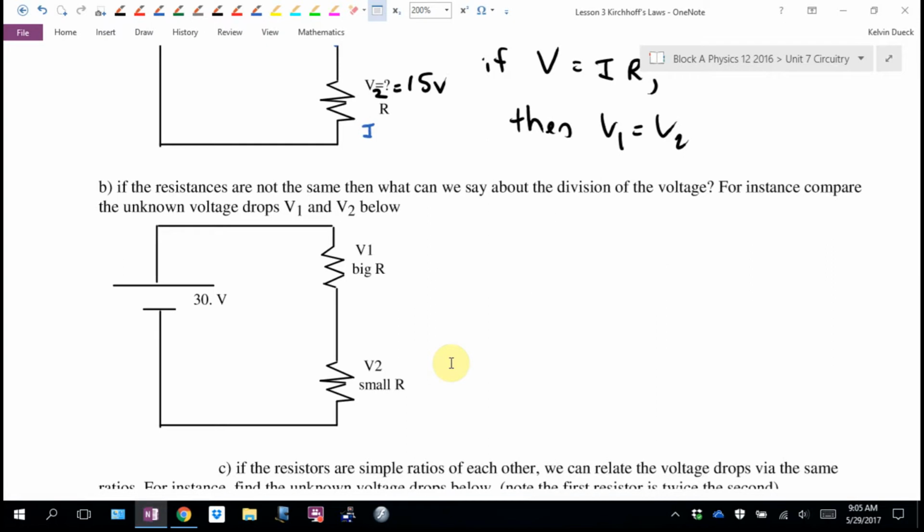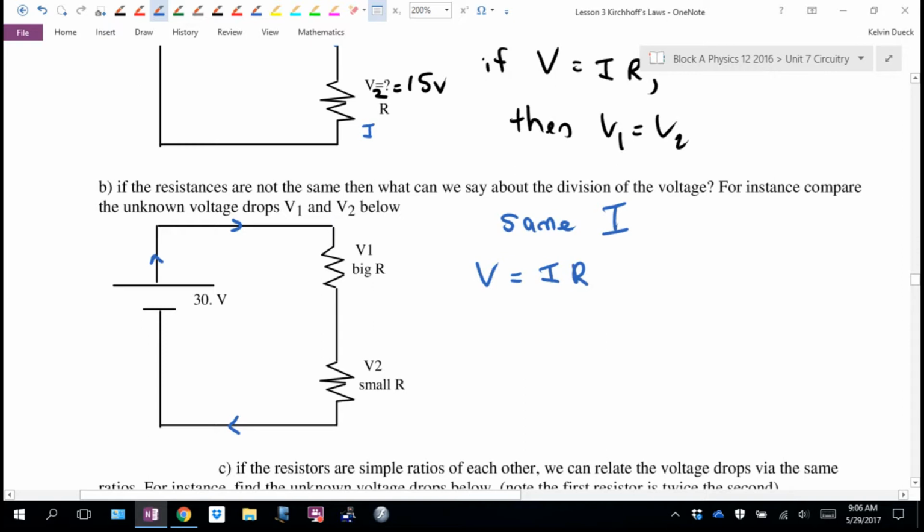What can we say about the division of voltage if the resistors are not the same? Well, again, same current. That's Kirchhoff's current law, right? Total current leaves here and there's no junctions. So 3 amps or 5 amps or whatever is going through each of them. So same current. And V equals I times R.